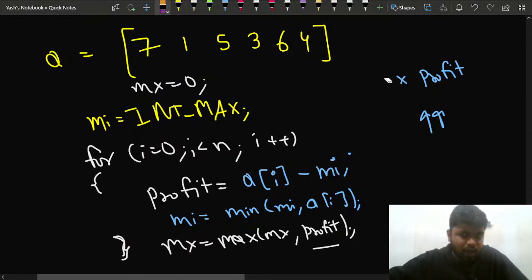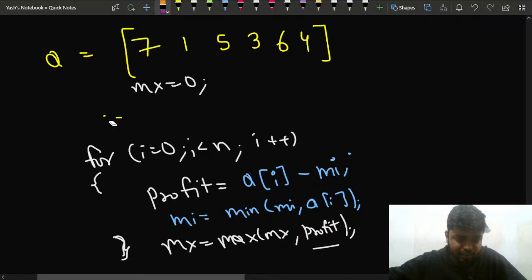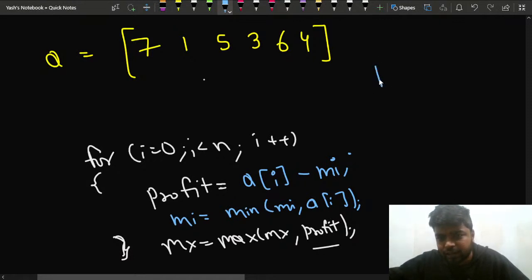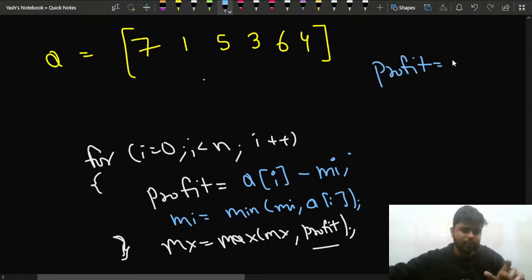Now what shall I do? A dry run for this. Let's do a dry run for this particular thing. So initially what would happen is, my profit would be, let me write this for you, nothing but 0. My profit would be 7 minus a very large max value, so it will be very negative. So on this day I will not be selling it.